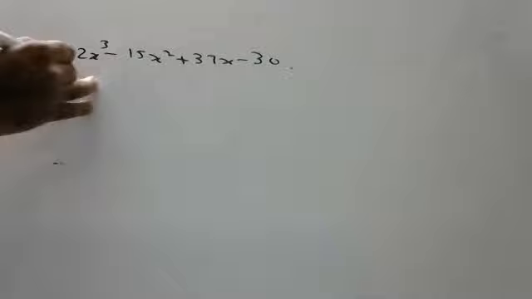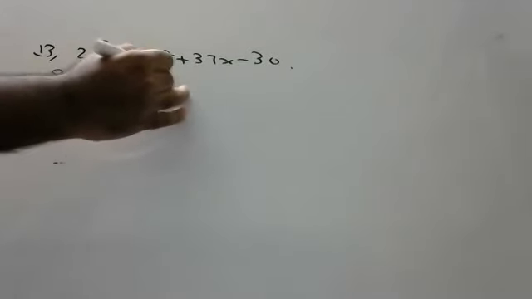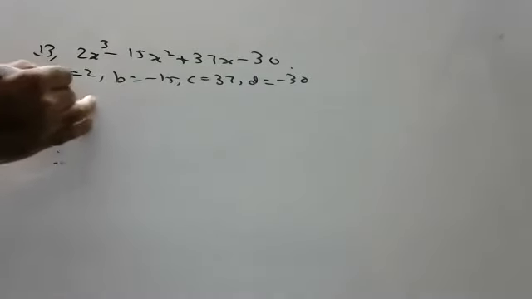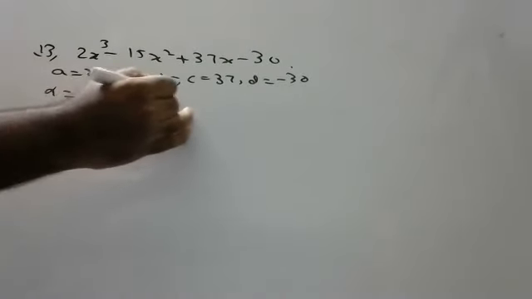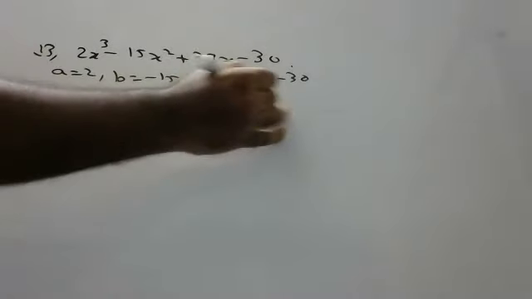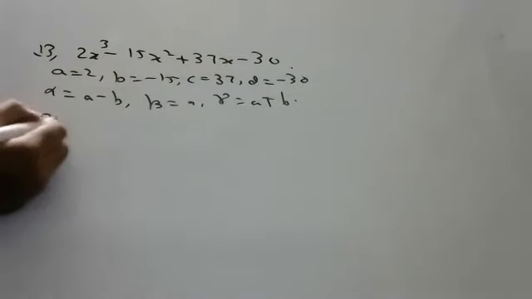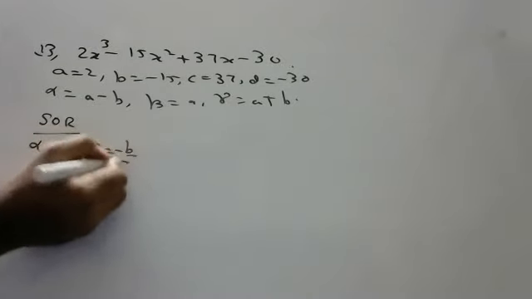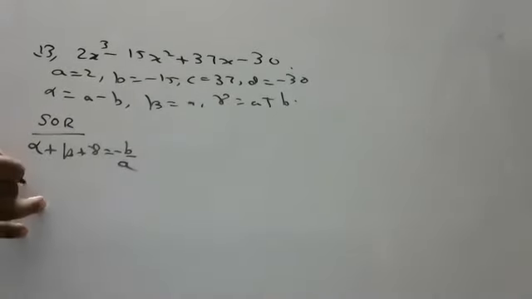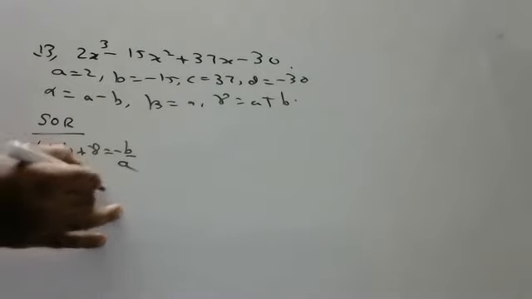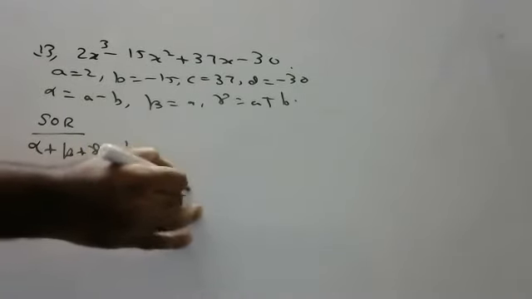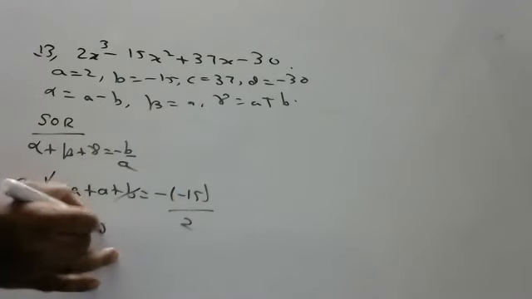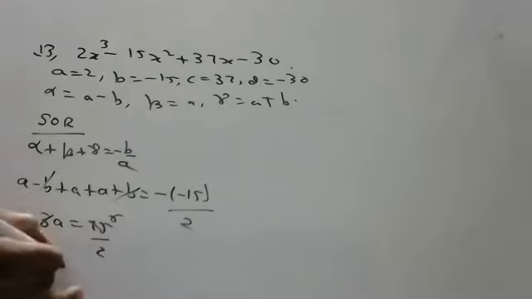Roots are in AP. A is equal to 2, B is equal to minus 15, C is equal to 37, D is equal to minus 30. Okay, children. Alpha is equal to a minus d, beta is equal to a, gamma is equal to a plus d. First, the sum of the roots. What is the formula, children? Alpha plus beta plus gamma is equal to minus B by A. What is alpha? a minus d plus a plus d is equal to minus of minus 15 by 2. d cancels. 3a is equal to 15 by 2. So a is equal to how much, children?